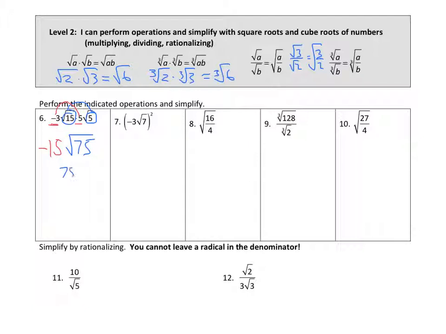So I make a factor tree for 75, and we get 5 times 15, which is 5 times 3, and we can take out a 5, and we're going to leave the 3 inside. Now the 5 that we take out needs to be multiplied by the negative 15 that's already in front. So negative 15 times 5 gives us negative 75 out front, and then on the inside we just have a radical 3 left.